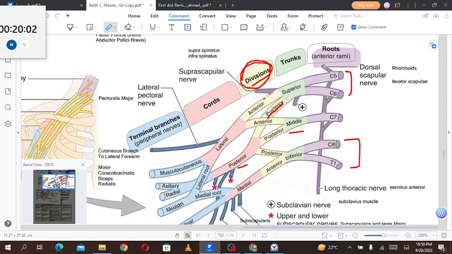The anterior division of the superior and middle will join together to form the lateral cord, while the anterior division of the inferior cord will not join with anyone, and that will form the medial cord.